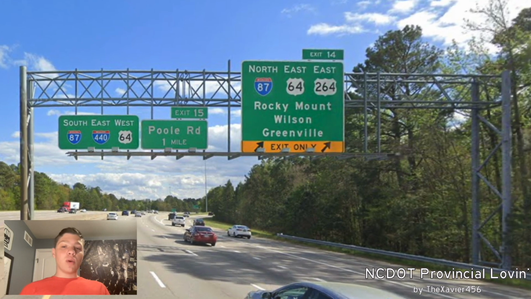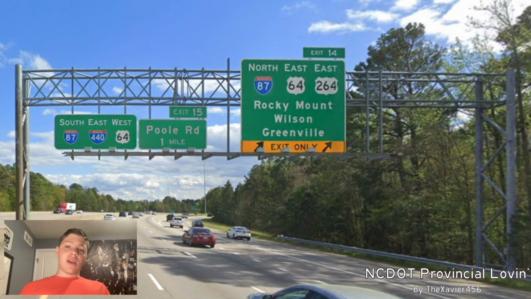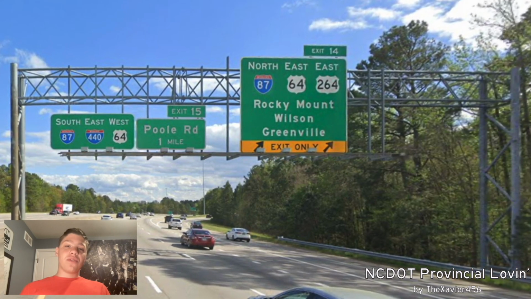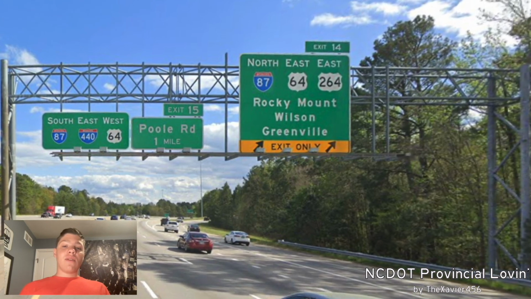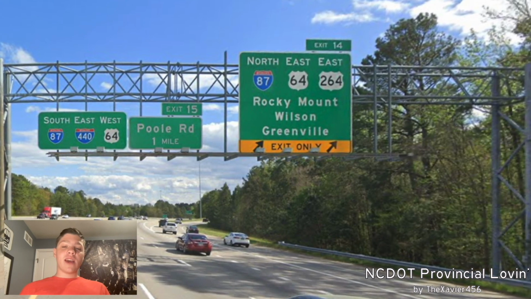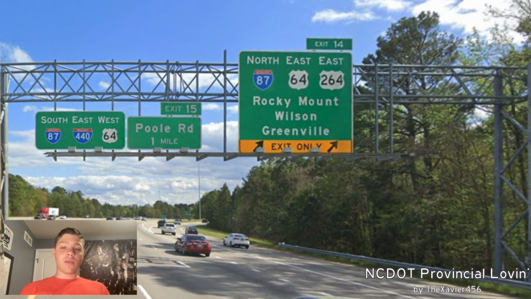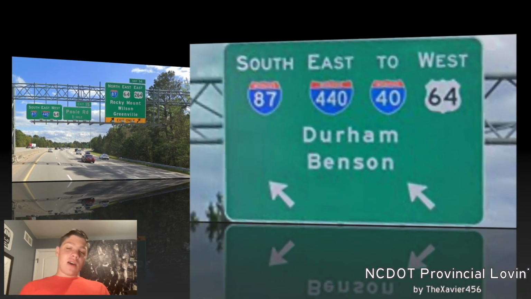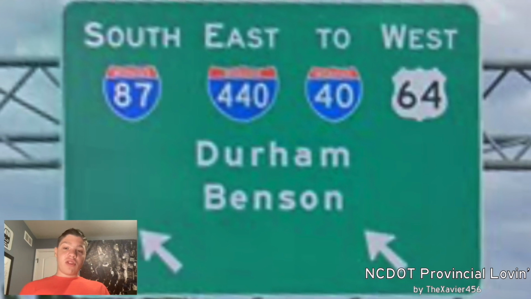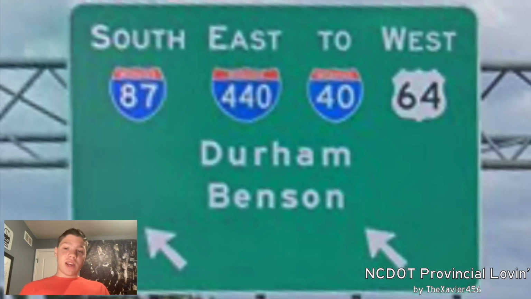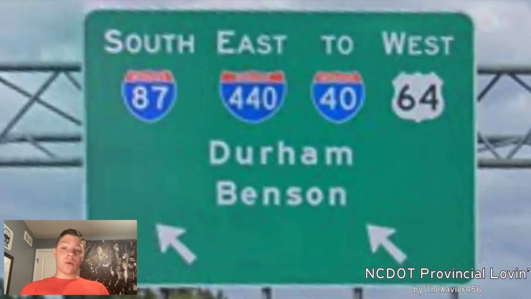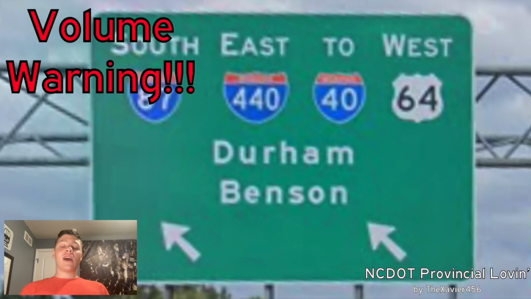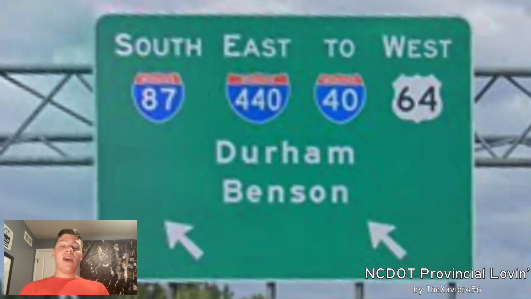And here's where we meet with all that: North I-87, East US 64, and East US 264 for Rocky Mount, Wilson, and Greenville, where Rocky Mount is where 64 is going, and Wilson and Greenville are where US 264 is going. And now we're getting pulled through for South I-87, East I-440, and West US 64, but we don't get any control city for whatever reason. However, at this interchange, we do get 2 control cities, and we're signed South I-87, East 440, to I-40, and West 64, and we're actually getting I-40's controls here, and they are Durham and Benson!